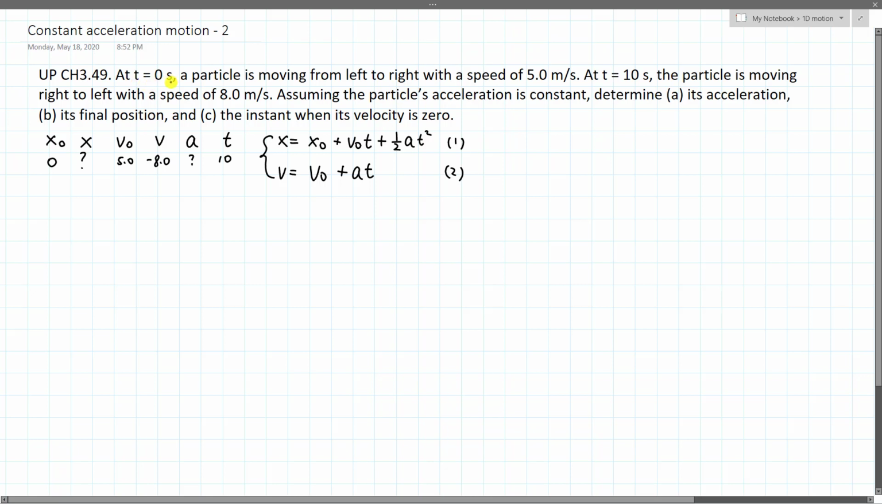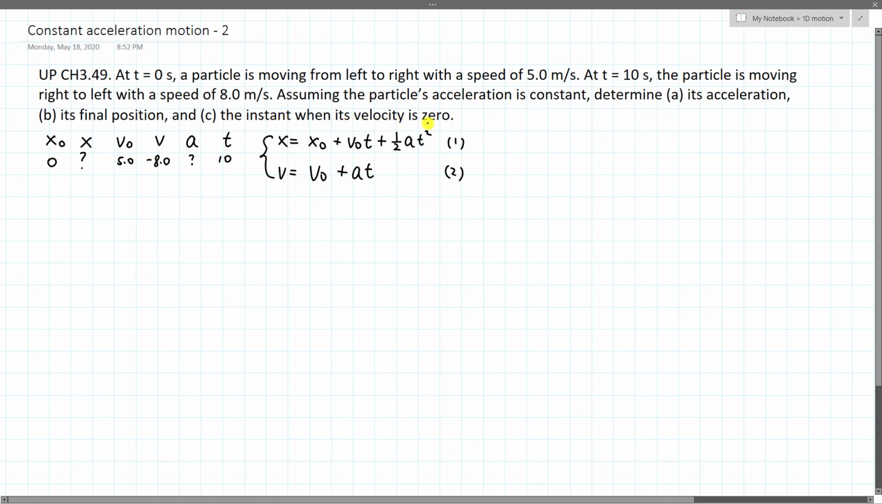At time equal to 0 seconds, our particle is moving from left to right with a speed of 5.0 meters per second. At time equal to 10 seconds, the particle is moving right to left, having reversed direction, with a speed of 8.0 meters per second. Assuming the particle's acceleration is constant, determine A, its acceleration, B, its final position, and C, the instant when its velocity is 0.